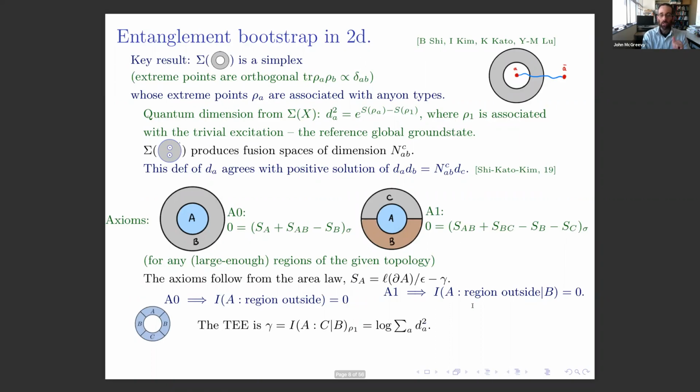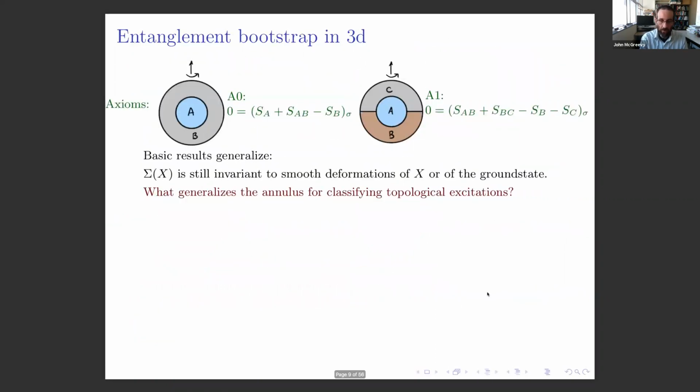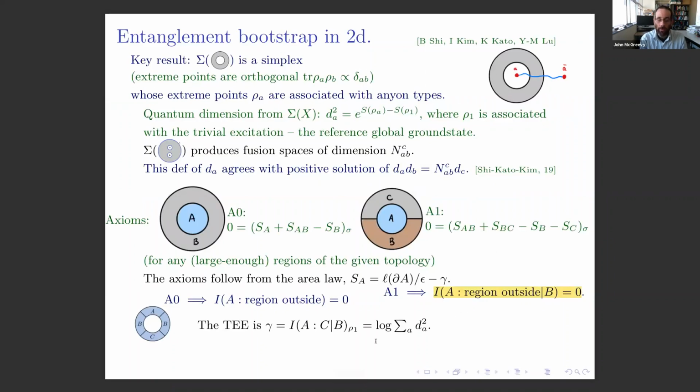Okay, so I should mention, not every conditional mutual information is 0 as a result of this assumption. For example, the topological entanglement entropy is the conditional mutual information associated with this combination of regions in the vacuum state, and that's visible within the theory. So it's this combination of quantum dimensions, as usual. Okay, so that was a lightning summary of the 2D case.